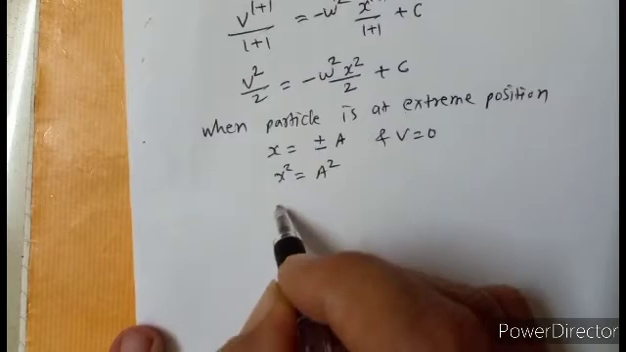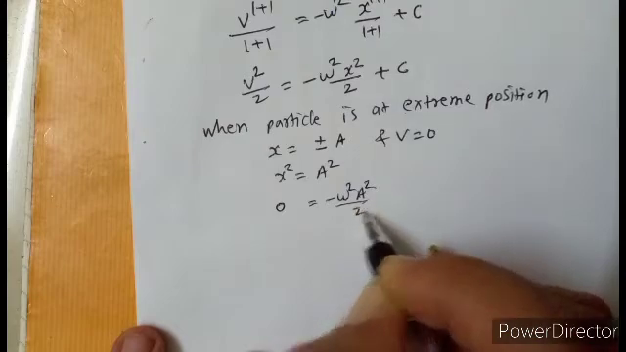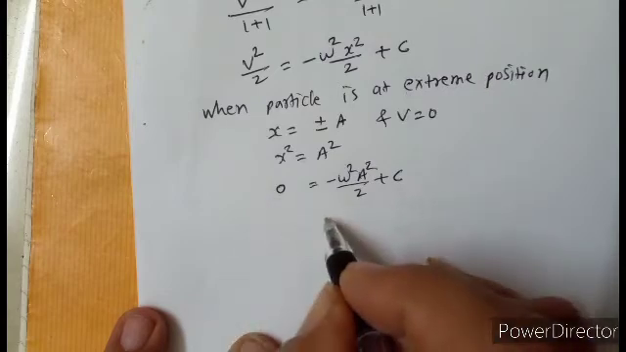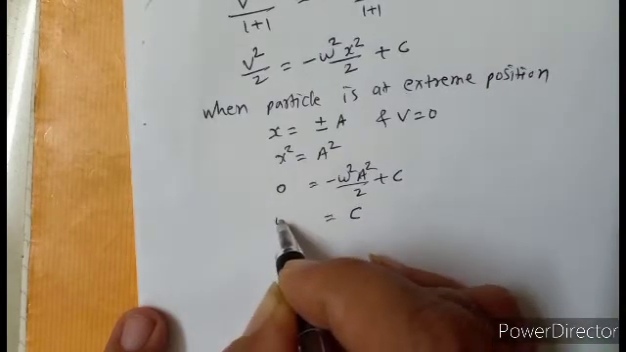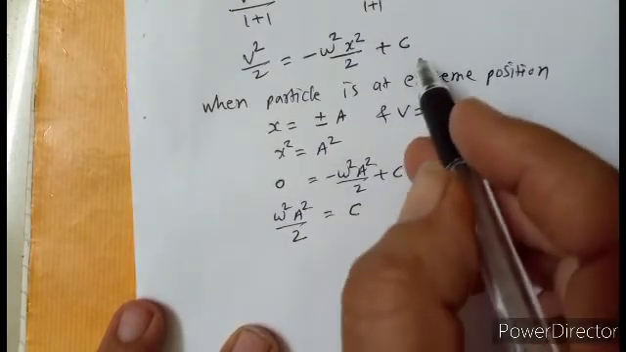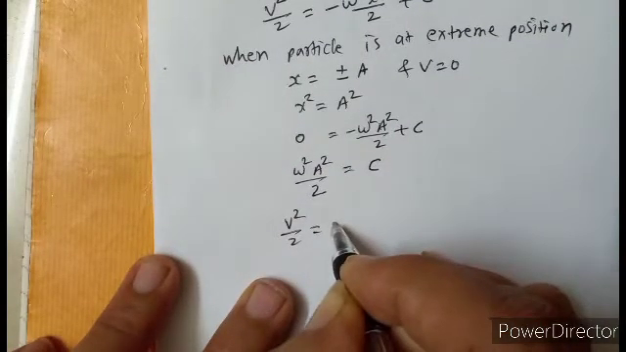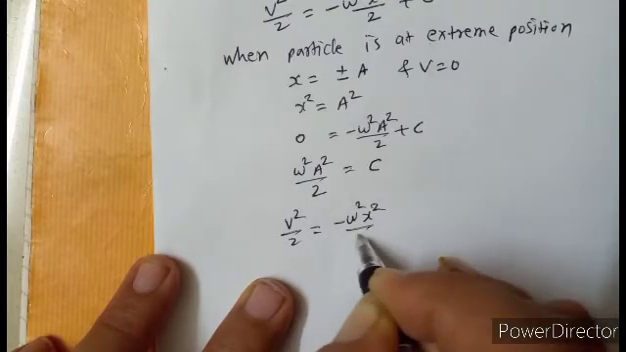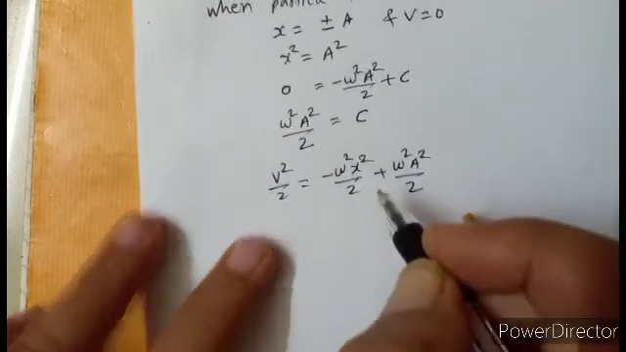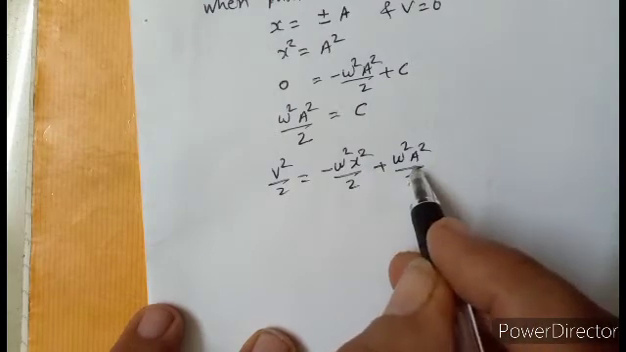Substitute that value in the above equation. So 0 is equal to minus omega square a square divided by 2 plus c. Shift this negative term to the LHS side. c is equal to omega square a square divided by 2. Substitute that value in the above equation, then v square divided by 2 is equal to minus omega square x square divided by 2 plus omega square a square divided by 2. We write the negative term afterward and the positive first.